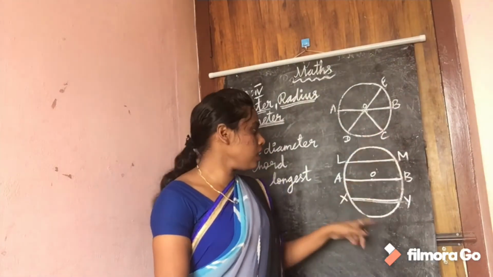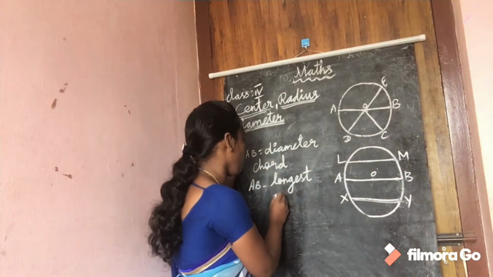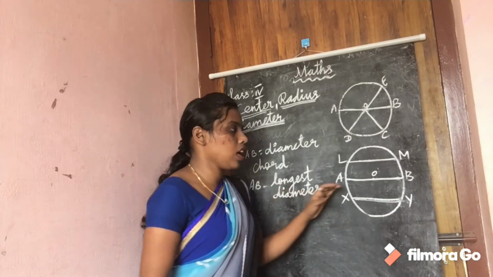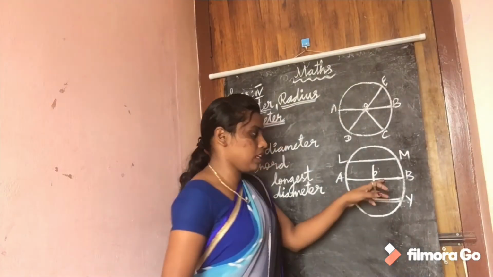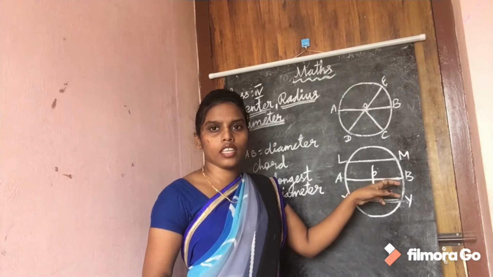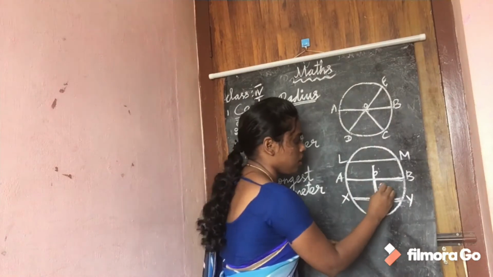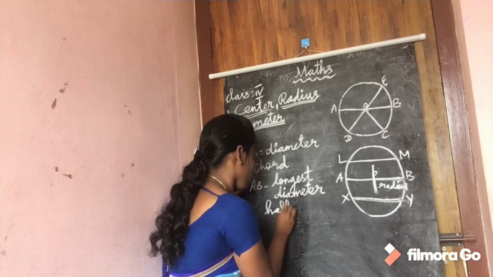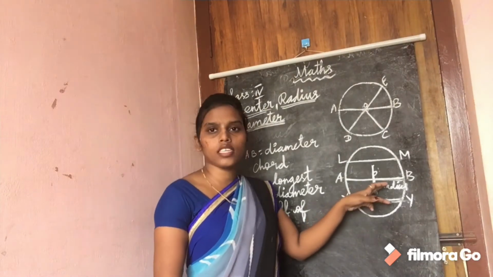So always in a circle, the longest chord is the diameter only. The longest chord is what? Diameter. Okay. So here the radius is half of the diameter. If you want to find the radius, half of the diameter is called the radius.